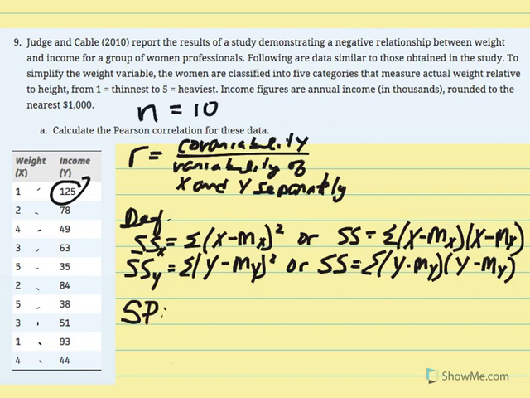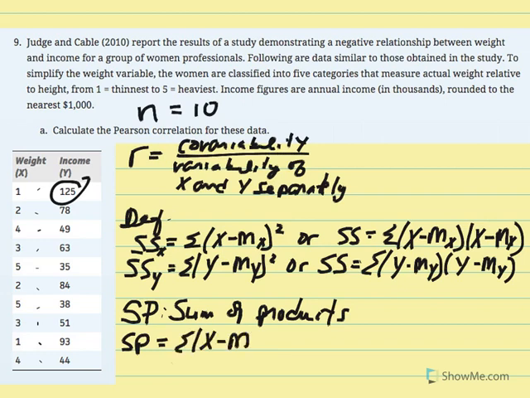SP refers to the sum of products of deviations, to be more precise. So our new equation is very similar to our SS definitional. It's the sum of our x minus the mean of x, multiplied by y minus the mean of y.